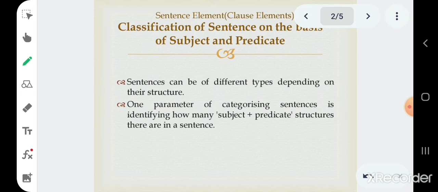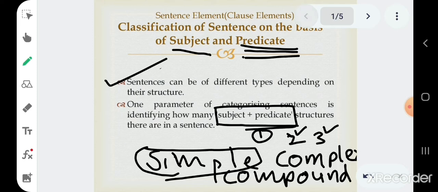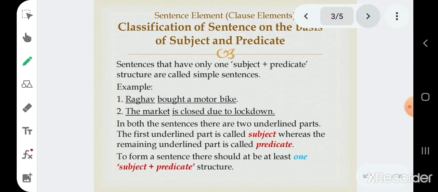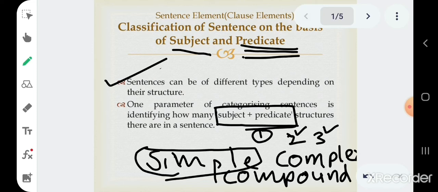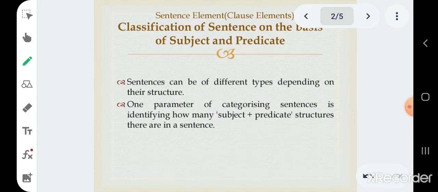Now, sentences can be of different types depending on their structure. Again, the same thing is repeated here. The same slide is repeated here.